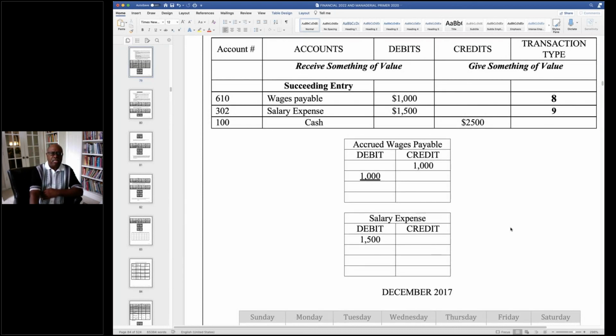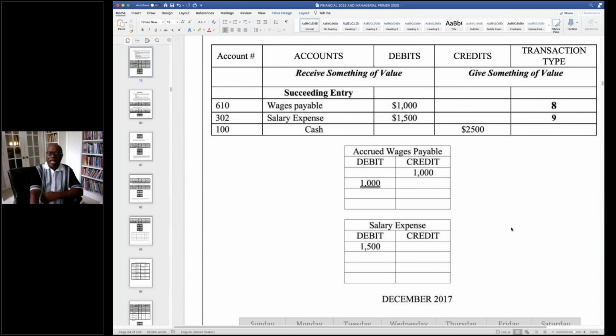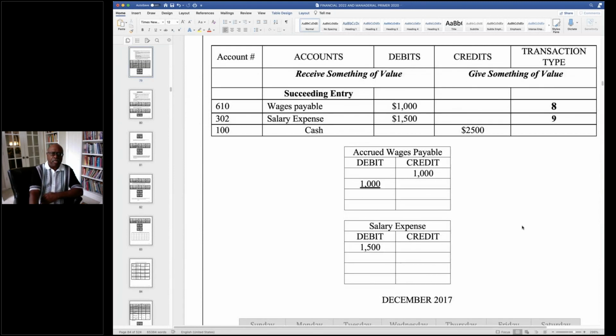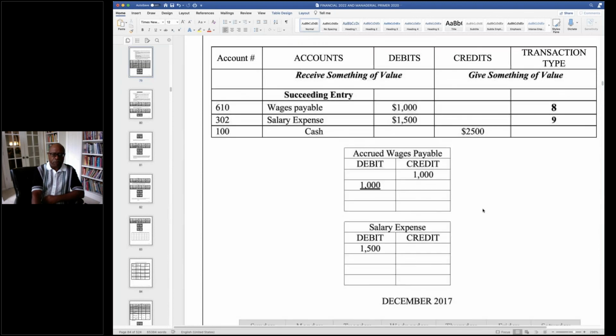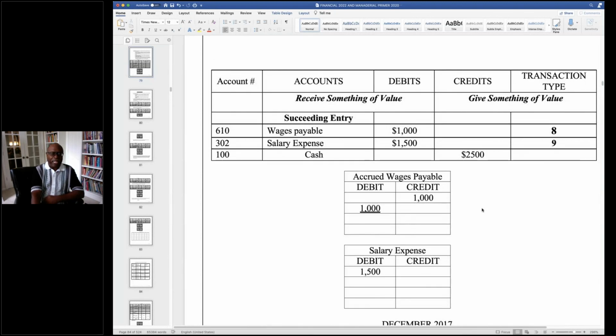So once again, these are adjusting entries. I delayed them because I'm not telling you the exact amount. I'm having you calculate that amount. These are journal entries. You're going to post them to the ledger and do the same thing and go on to those other steps later. Any questions? Any comments?